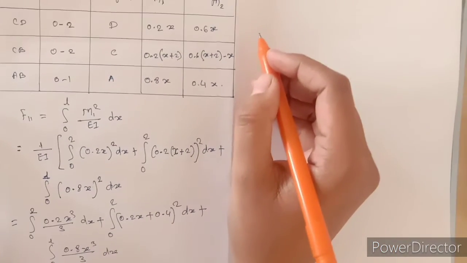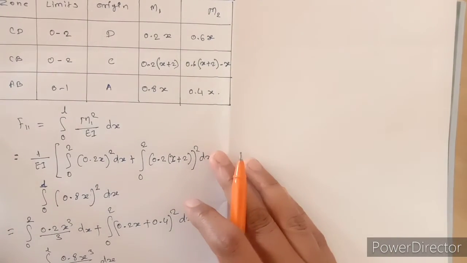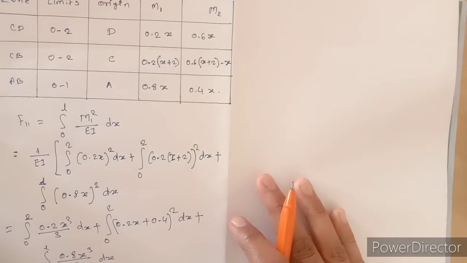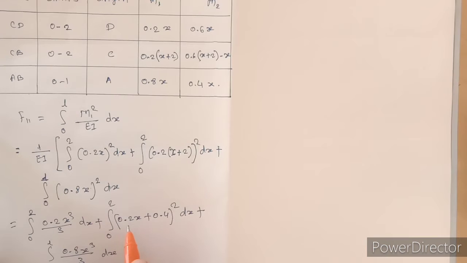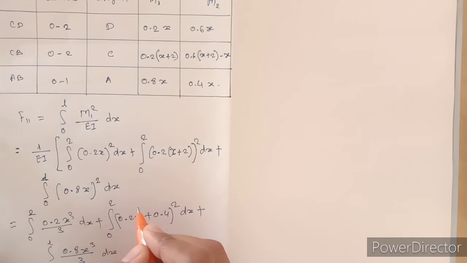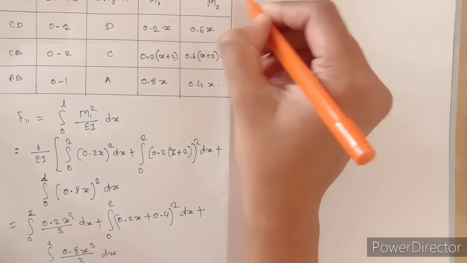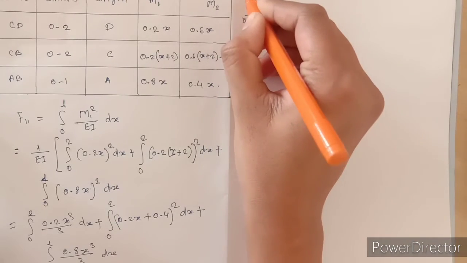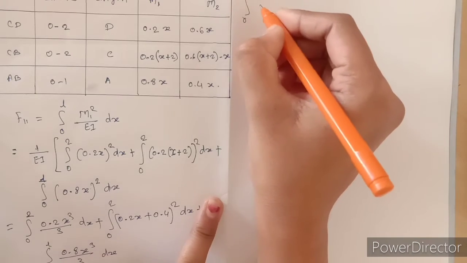The next step is again solve this equation. So you can see here 0.2x plus 0.4 whole bracket square, that means here apply a plus b bracket square formula. So integration 0 to 2, put limit 0 to 2.